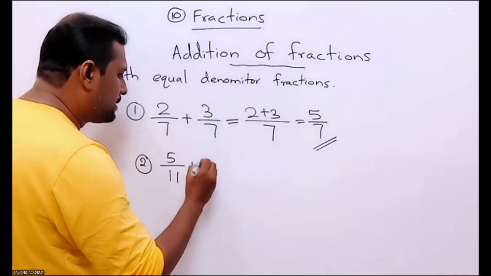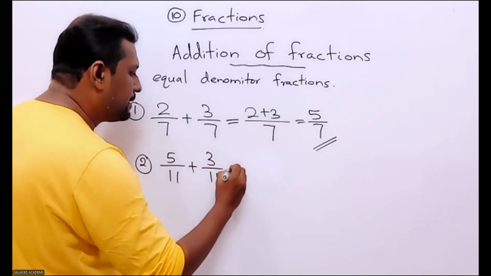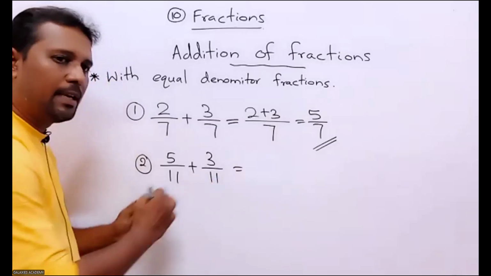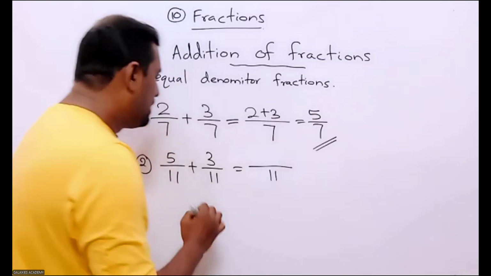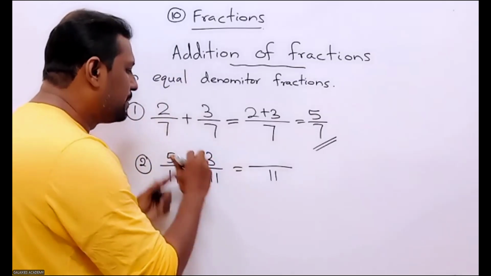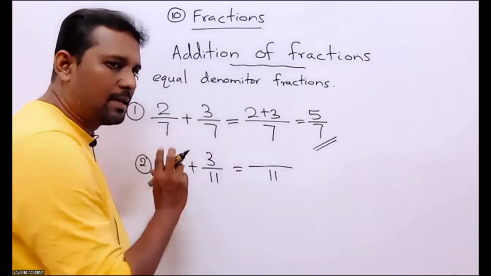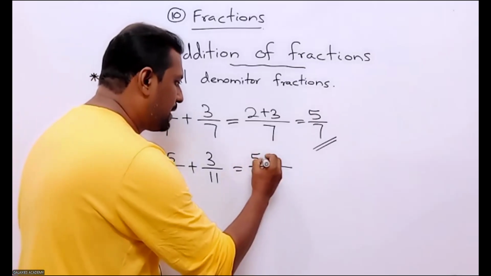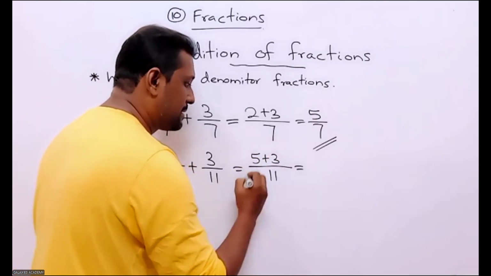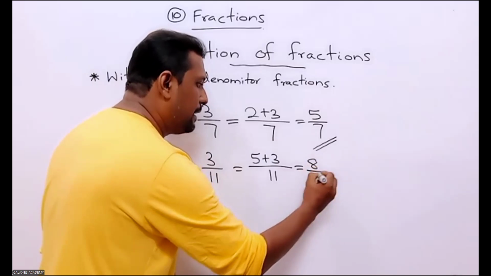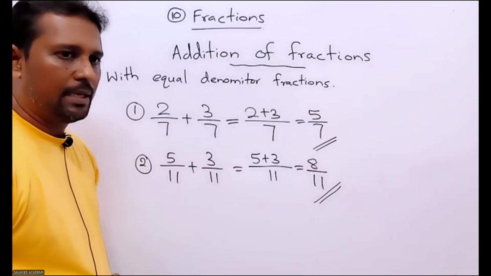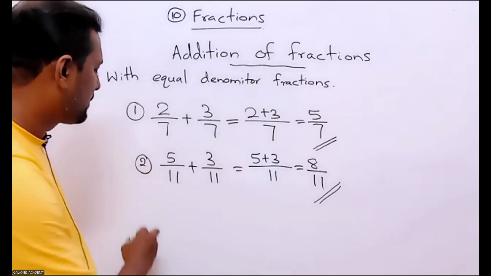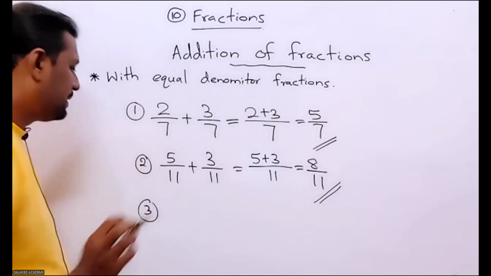5/11 plus 3/11. These two denominators are equal, no? So the answer denominator should be the same one. You have to add the two numerators because the two denominators are equal. So 5 plus 3, what is the answer? 8. 8/11. Okay, look at another example.